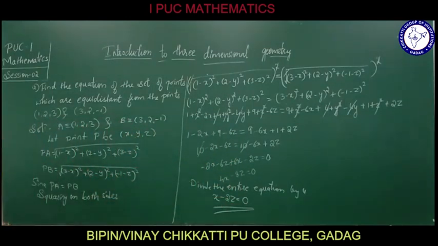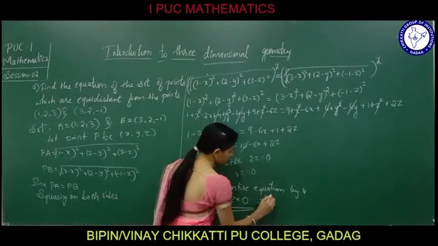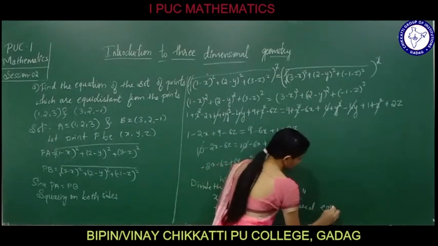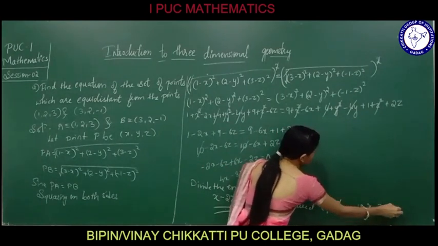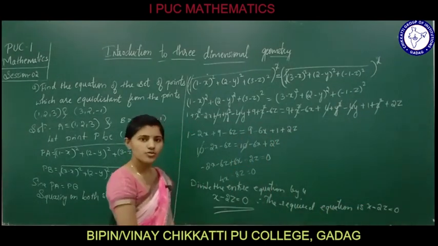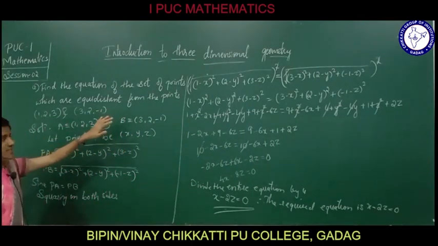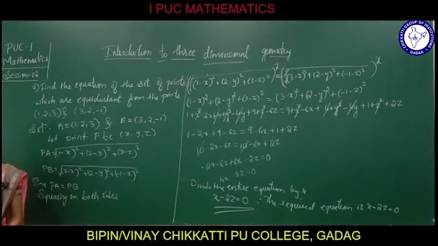What are we going to write? Therefore, the required equation is x minus 2z is equal to 0. We were supposed to find the equation of the set of points which are equidistant from these points, right? So our required equation is x minus 2z is equal to 0. So students, I hope you all have followed this problem.